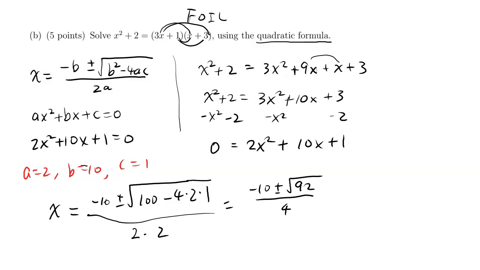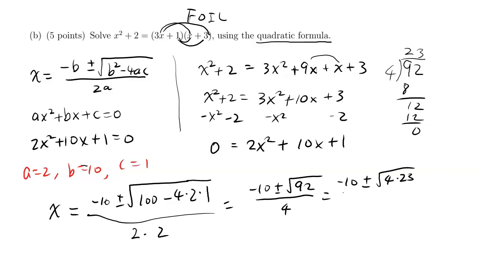Now you still need to simplify, and the way you simplify is by doing the following. You look at the square root and see if there are any square factors. 92 is divisible by 4, right? 4 times 2 is 8. 4 times 3 is 12. So we know that 92 is 4 times 23 over 4. And 4 can come outside the square root as 2.